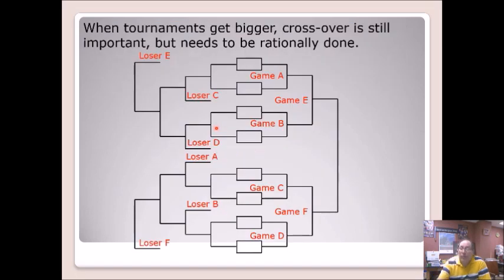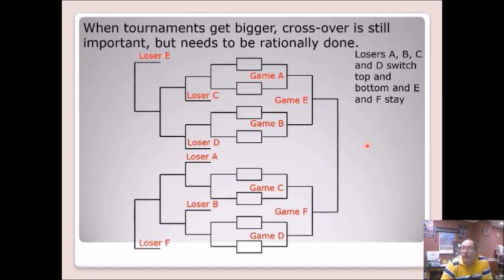So here are the brackets you get when things get bigger. Here's an example of a 16 team bracket. The best approach to use in a 16 team tournament, according to the modeling that we did and talked about in the previous video, is that you still use a crossover approach. But there are a lot more options for crossovers, so you have to be careful and very thoughtful about what type of crossover you're going to use.